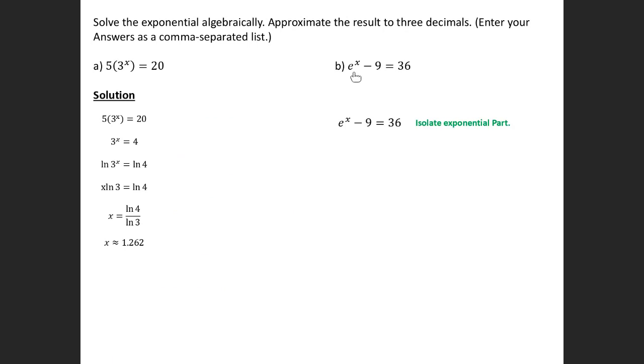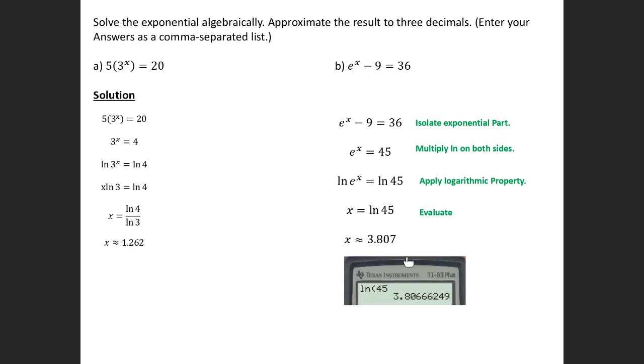Okay, so here I need to isolate the exponential part. So this e to the x has to stay by itself. So I need to get rid of negative 9 here. And I can do that by adding 9 on both sides. Okay, so I get e to the x is equal to, and this is going to be wrong right now, but I do change it. You'll see that I change it here. I think I didn't change it till the very end. So let me just go really quick. So 9 plus 36 is 45, right?